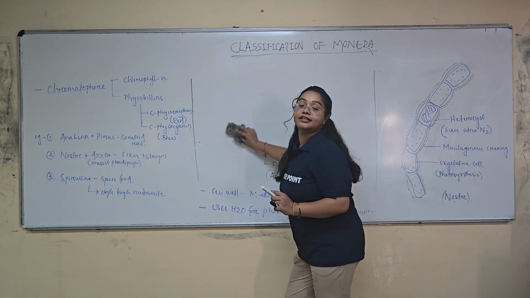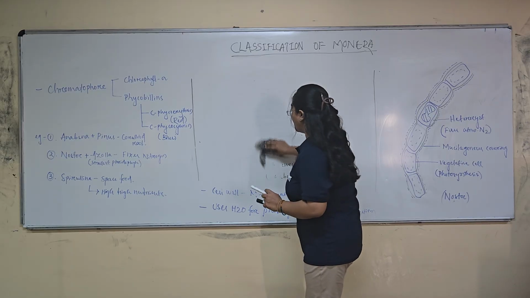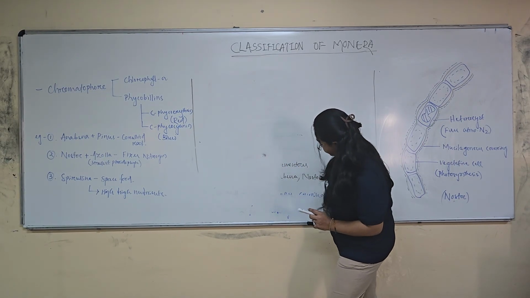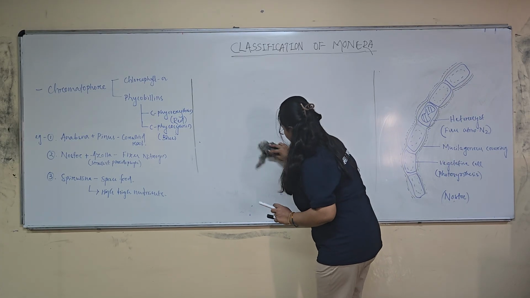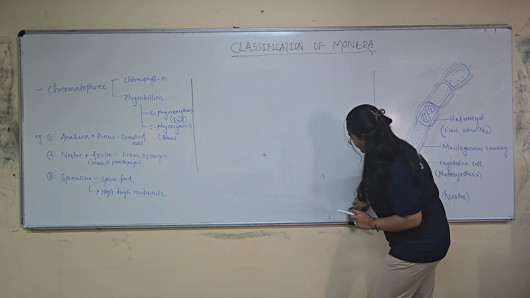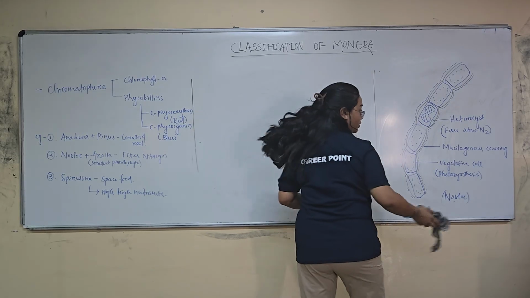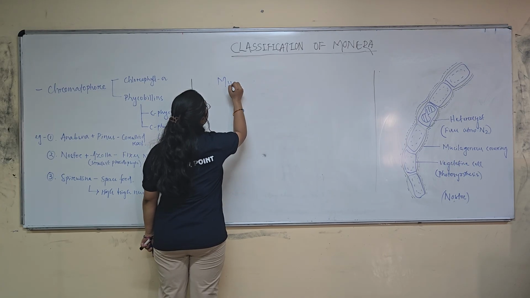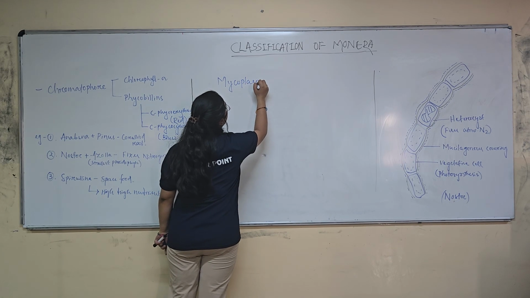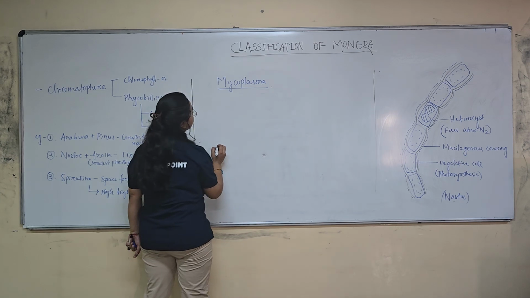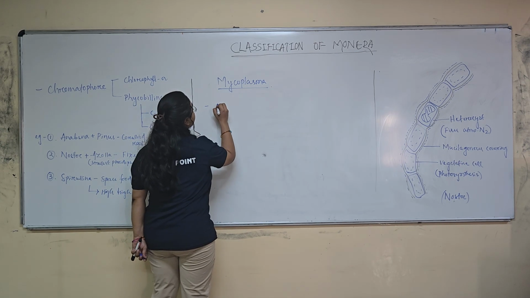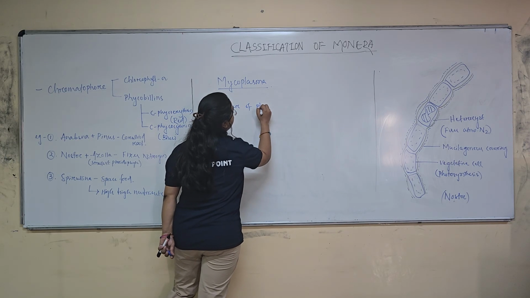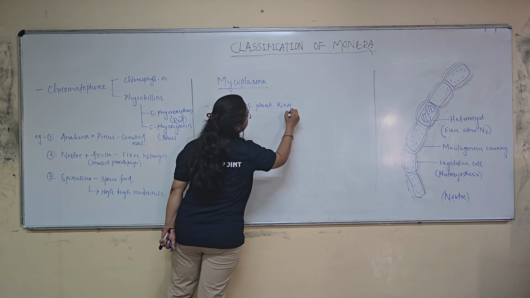Mycoplasma are very interesting beings. They are also called the joker of the plant kingdom. They can also be called the joker of the microorganisms. Okay. Let's talk about mycoplasma. They are called the joker of the plant kingdom.